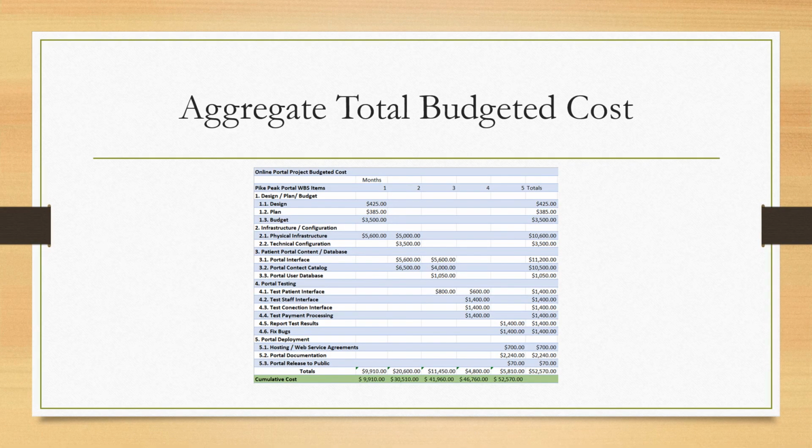Aggregate total budgeted costs. The table here shows the aggregated cost of the project, and the aggregated budget cost is calculated by adding the total cost of each project work together using the 5-month estimated completion time. The aggregated cost is the concurrent cost of the whole project. The project aggregated total budget cost has been estimated to be $52,570.